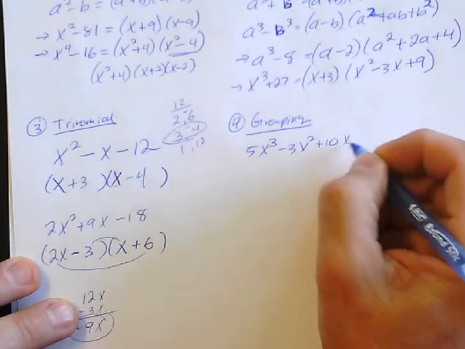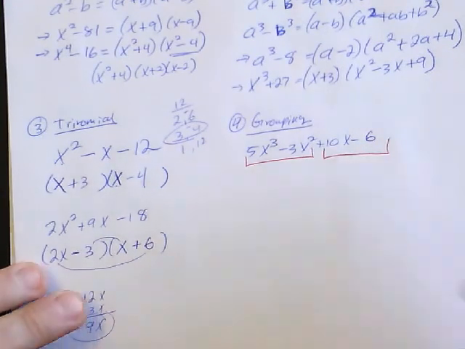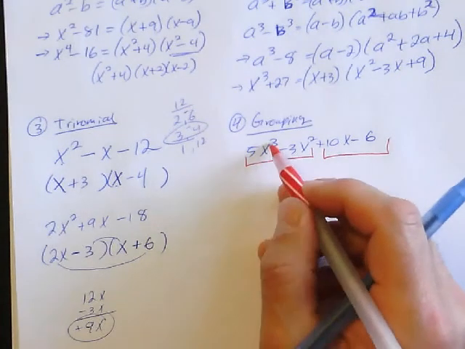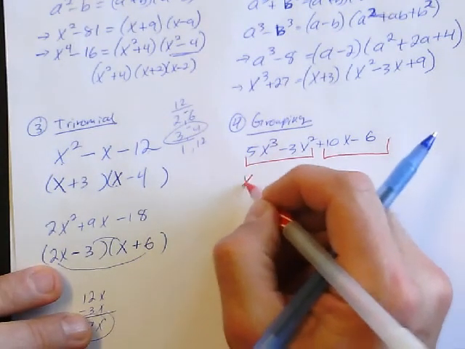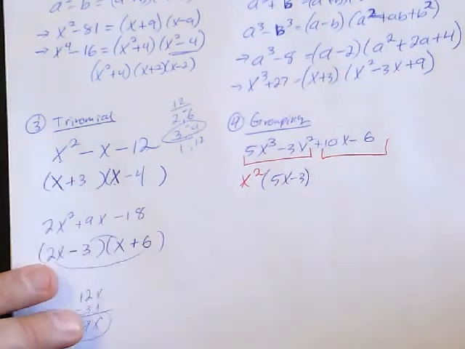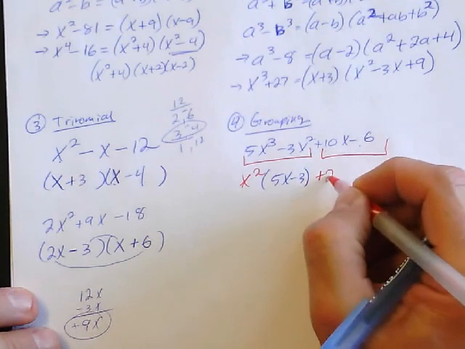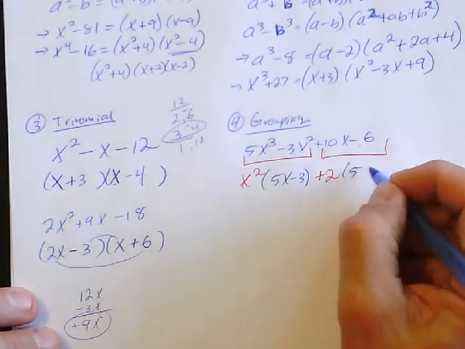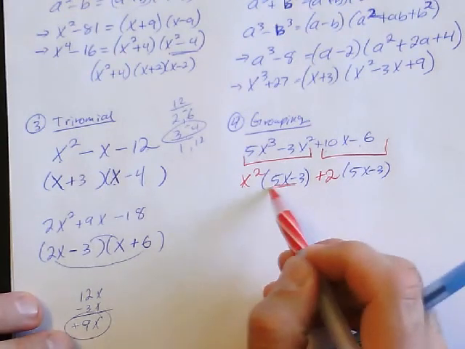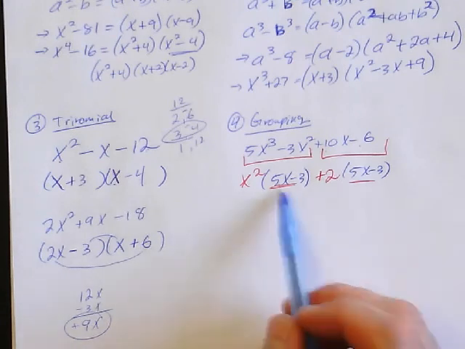The last method, method 4, called grouping, is when you have four terms. What you do is you group the first two together, group the second two together, and you're going to look for their GCF separately. 5x cubed minus 3x squared has a GCF of x squared. 5x minus 3. 10x minus 6 has a GCF of a positive 2.